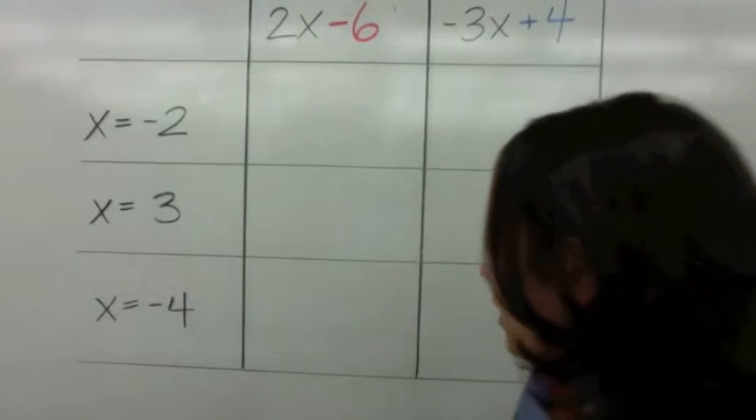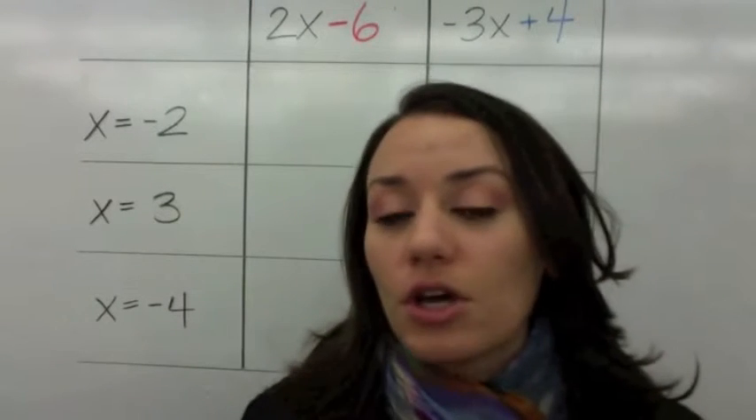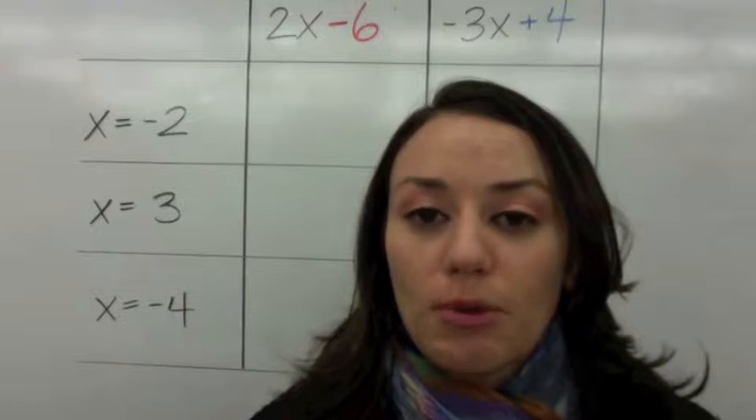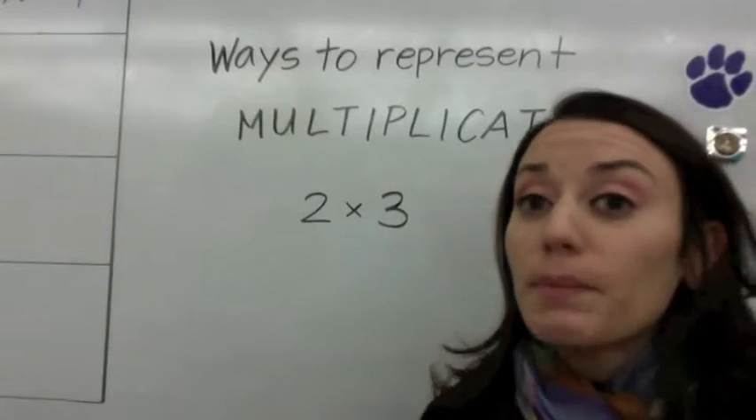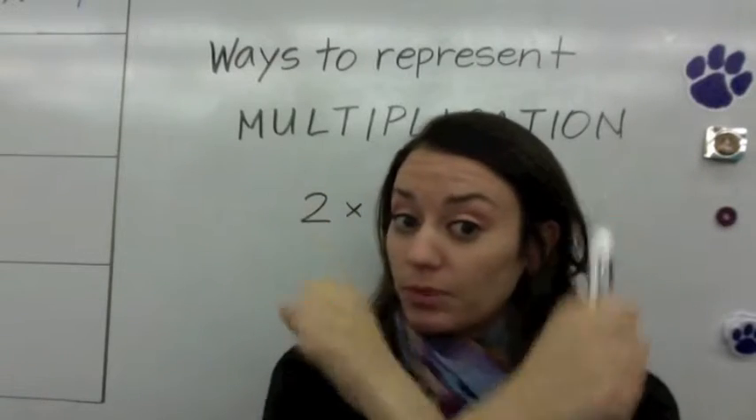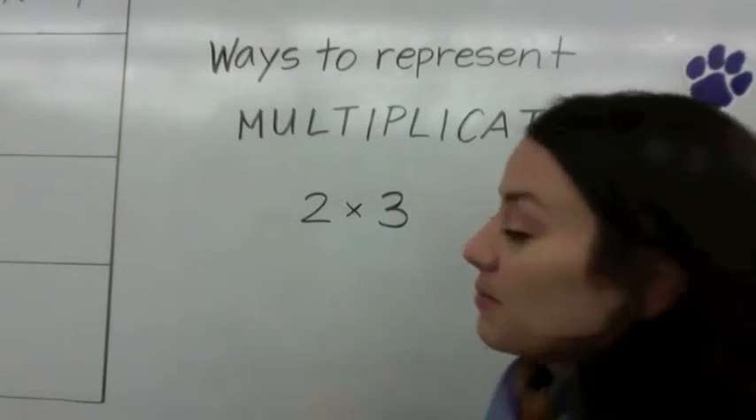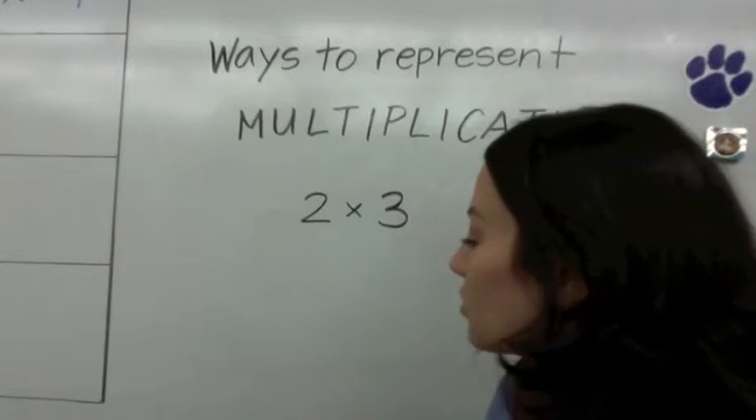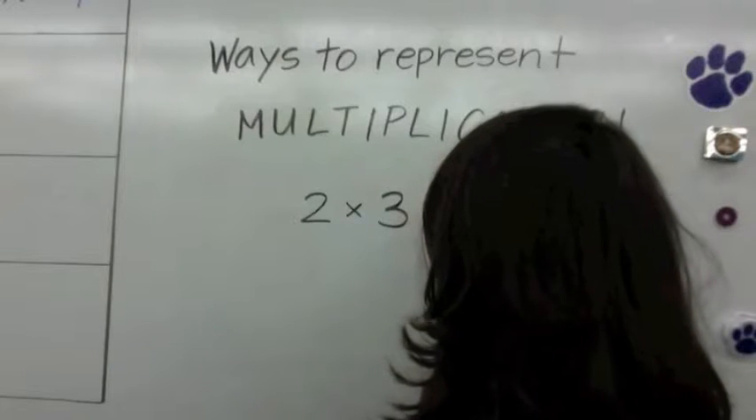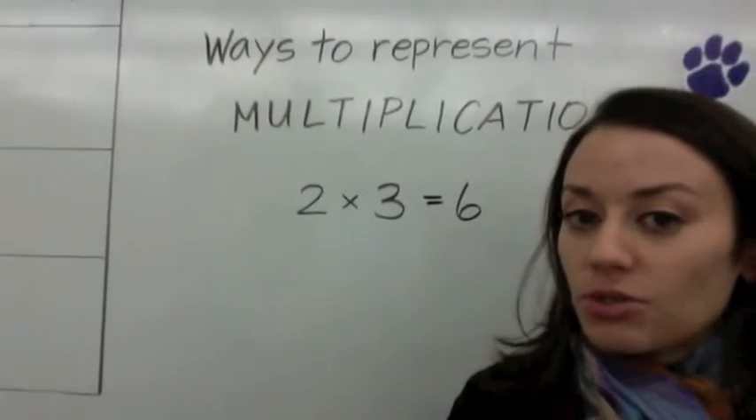I want to remind you about multiplication. Let's take a look at some of the ways that you can represent how to multiply a number. We are most familiar with the x in the middle, which actually means times, like 2 times 3. What is 2 times 3? We know that 2 times 3 is 6.